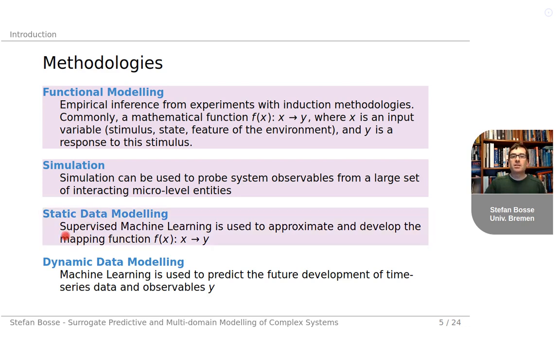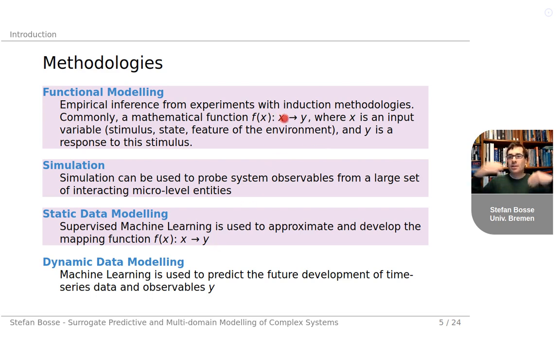Then we have static data modeling. That means supervised machine learning is used to approximate and develop the mapping function that is originally described by a closed mathematical model. But here we use an approximation. It's not the same, it's a hypothesis of the unknown model function f that maps input variables like sensors to observables.